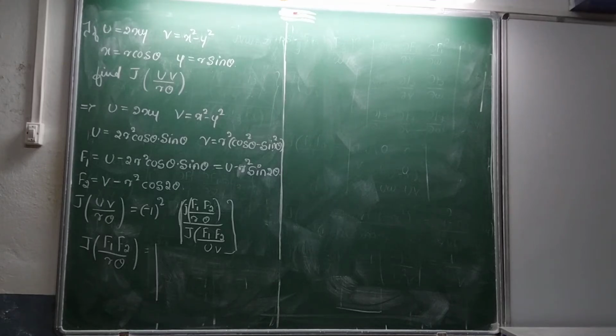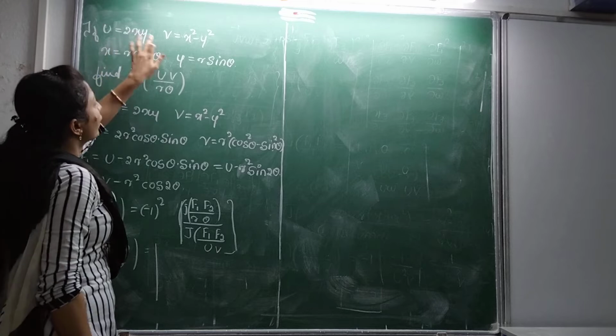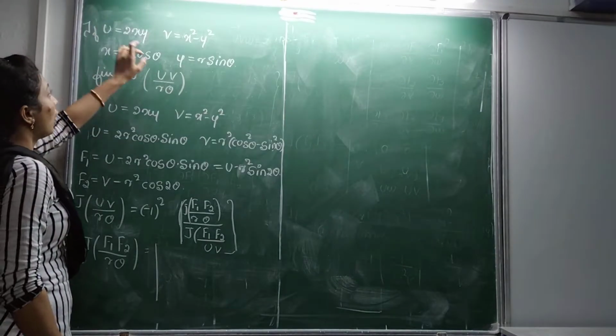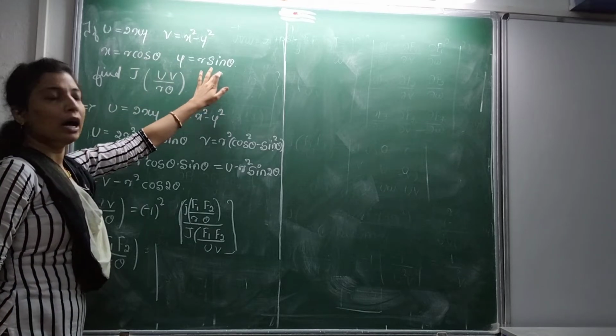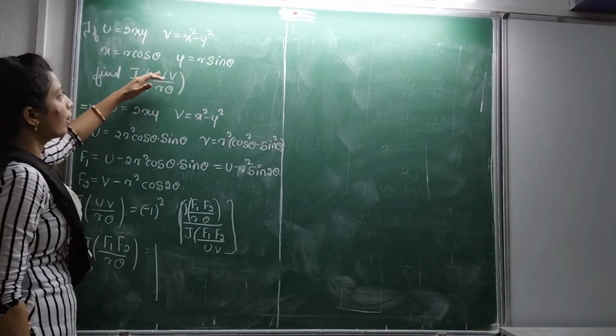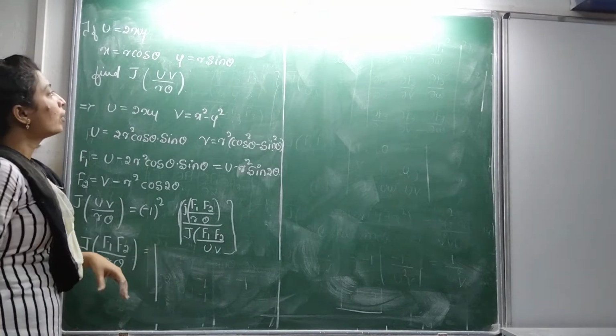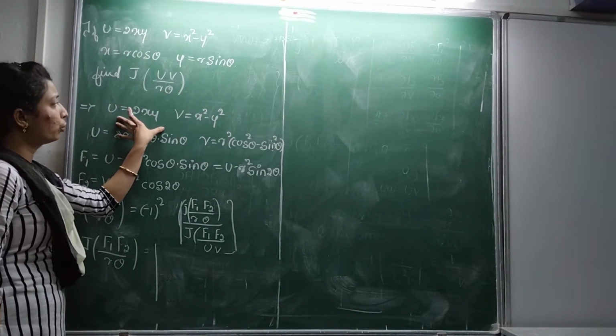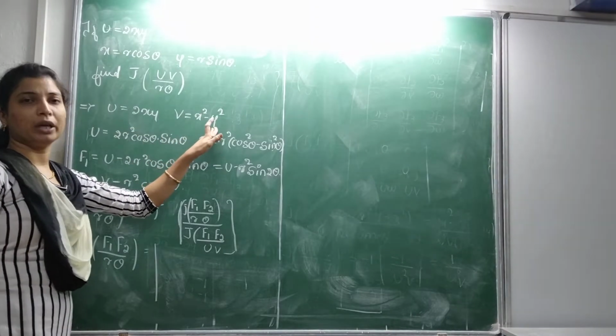The next example is, if u is equal to 2xy, v is equal to x square minus y square, x is equal to r cos theta, y is equal to r sin theta, then find the Jacobian of uv with respect to r and theta. So the given function is u is equal to 2xy and v is equal to x square minus y square.